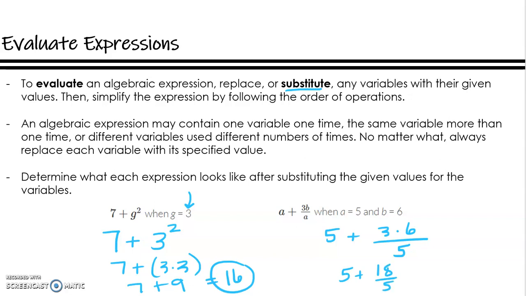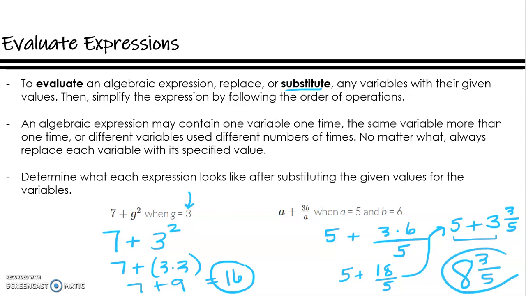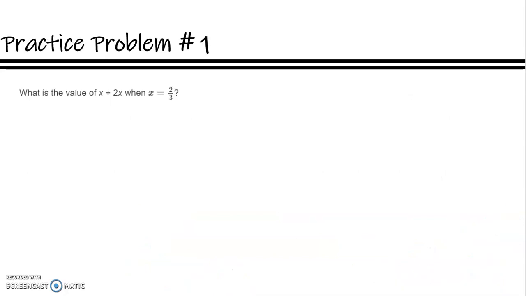Okay. I can simplify this. I'm going to come over here. 5 goes into 18 3 whole times, which is 15. So 3 is left over, so 3 3/5. I can add my whole numbers together, and my final answer is 8 3/5. Okay. Go ahead and pause this video and give it a try.